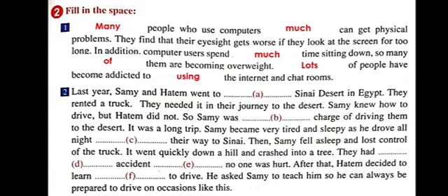2. Last year, Sami and Hatim went to Space Sinai Desert in Egypt. They rented a truck. They needed it in their journey to the desert. Sami knew how to drive, but Hatim didn't. So Sami was the space in charge of driving them to the desert. It was a long trip. Sami became very tired and sleepy, and he drove all night on their way to Sinai. Then Sami fell asleep and lost control of the truck. It went quickly down a hill and he crashed into a tree. They had a space accident. Space, no one was hurt.